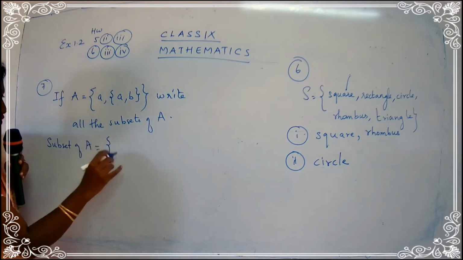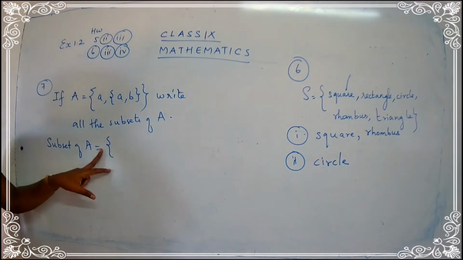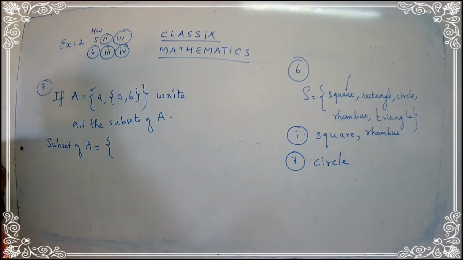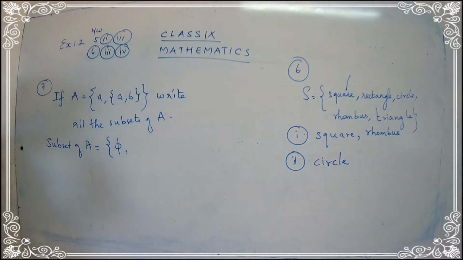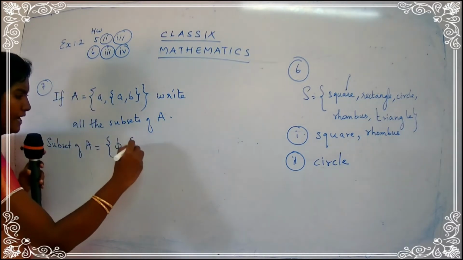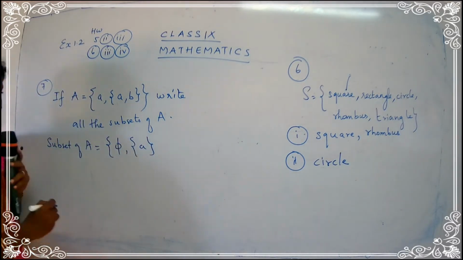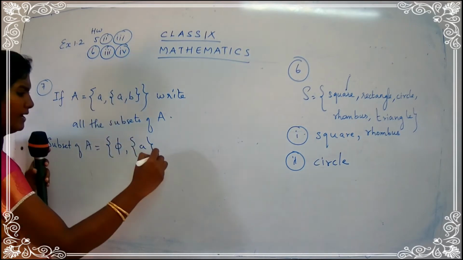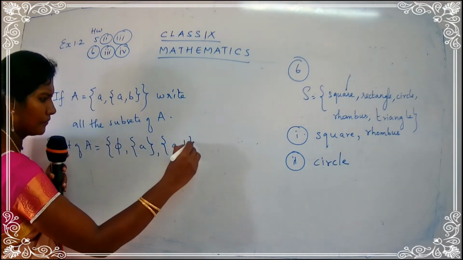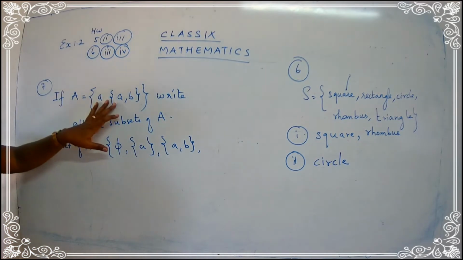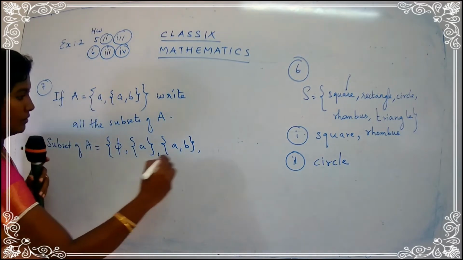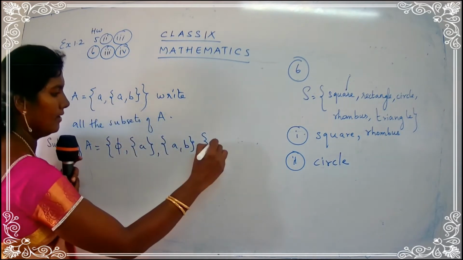Remember you have to put a brace bracket first. Always for a subset, the first set is an empty set. Remember how you will write the subset. The first one is empty and then you write the members one by one. What is the first member? A. Write in bracket A. What is the next member? AB. Write down AB separately. What is the next one? Now you have to write these two together, like this: A, AB.